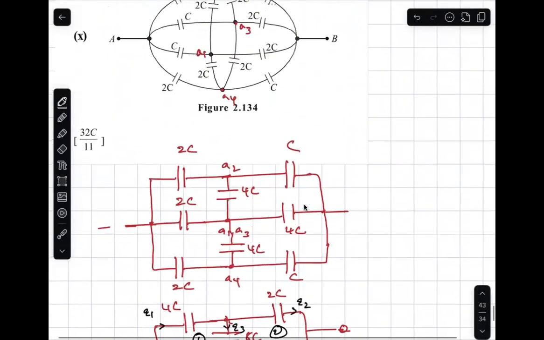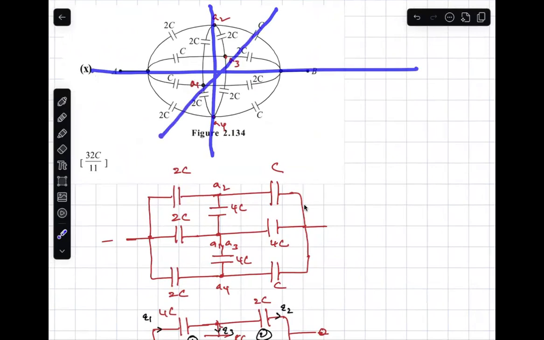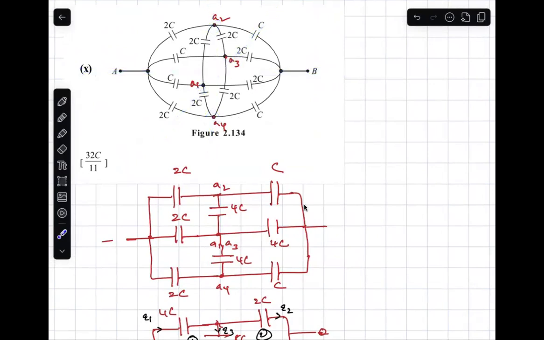Please follow the stages. Identified A2, A1, A3, A4. Identified that A1, A2, A4 are same potential. A1, A3 are same potential. Why? This is the axis of the circuit. Lines perpendicular to this line are equipotential. This is the axis. These two equipotential. These two equipotential. That is the basis of my construction of the circuit. Any student is still having doubt, please ask me.